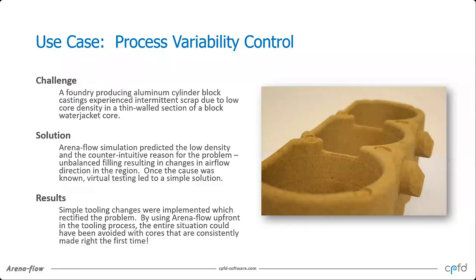They made aluminum cylinder block castings, and they had an intermittent scrap issue. They had a low density in the webbing of the water jacket, and it was actually quite counterintuitive. When they simulated the issue, what they found was an unbalanced filling. In this case, they had equal tubes on each side, but a lot more volume because this core prints on the right side is shown.